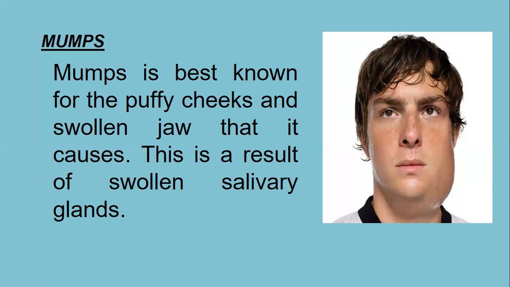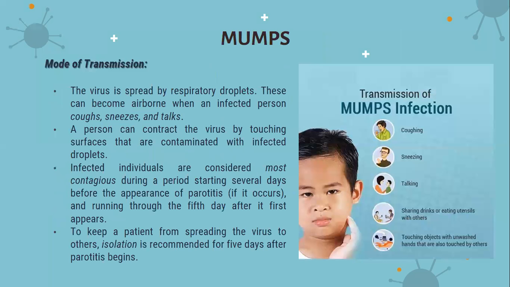So mumps is sometimes referred to as parotitis when it infects the parotid salivary gland that is located in front and below the ear. So when we say "-itis", it is associated with inflammation. So the inflammation of our parotid salivary glands is called parotitis. So next, the mode of transmission of mumps.